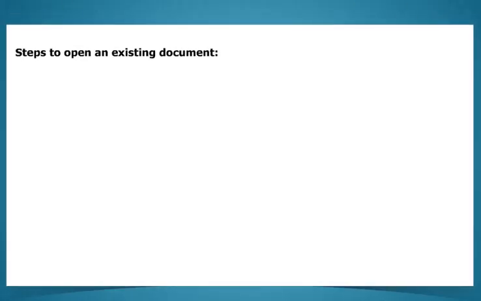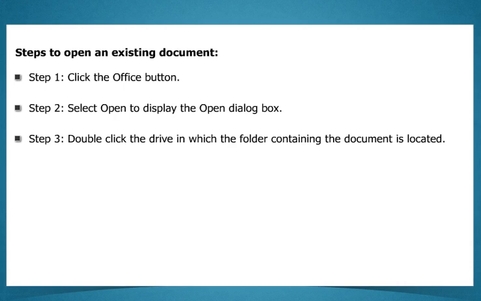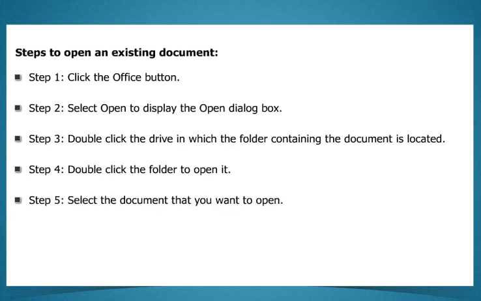To summarize, let's see the steps below to open an existing document. Step 1. Click the Office button. Step 2. Select Open to display the Open dialog box. Step 3. Double-click the drive in which the folder containing the document is located. Step 4. Double-click the folder to open it. Step 5. Select the document that you want to open. Step 6. Click Open to open the selected document.